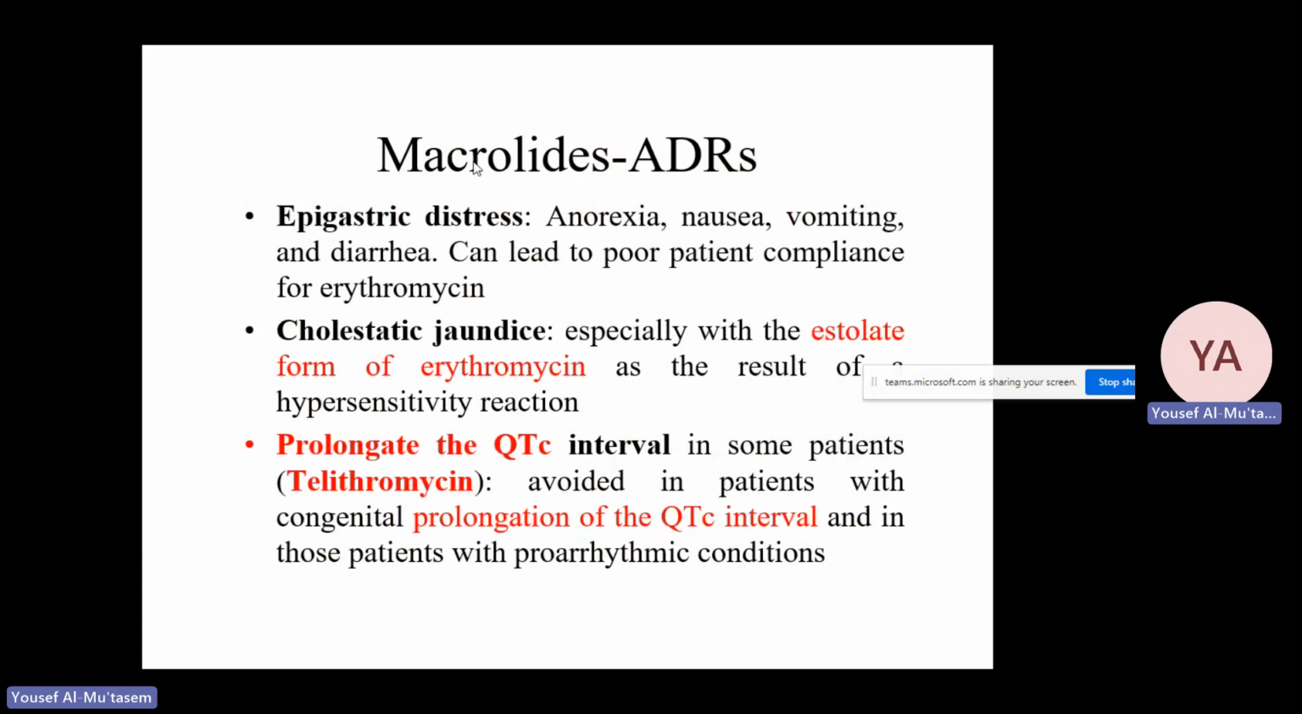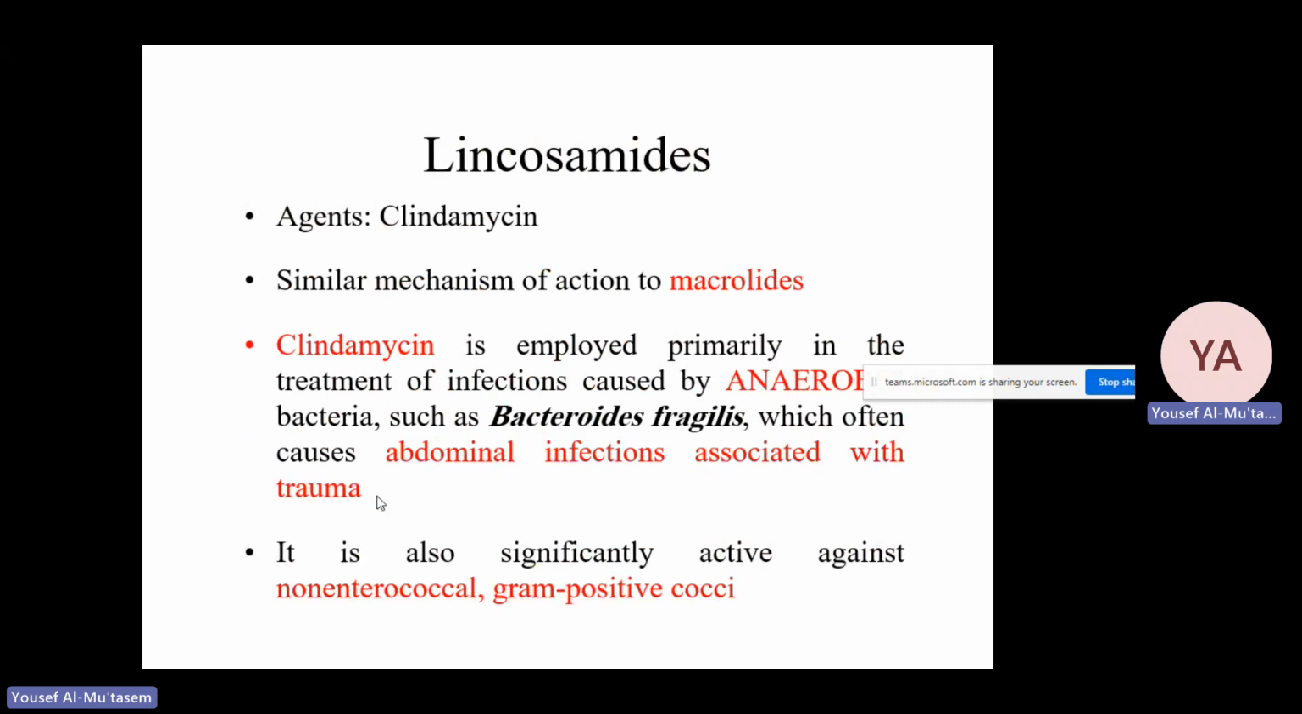They cause epigastric pain. They cause cholestatic jaundice, especially with the estolate ester of erythromycin. They cause QT prolongation with erythromycin. Now we finished the aminoglycosides, the tetracyclines, and the macrolide antibacterials. Now we come to lincosamide. Lincosamide, we have only a single agent, which is clindamycin.